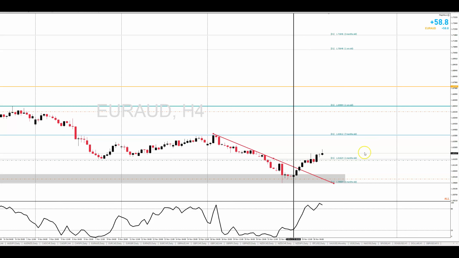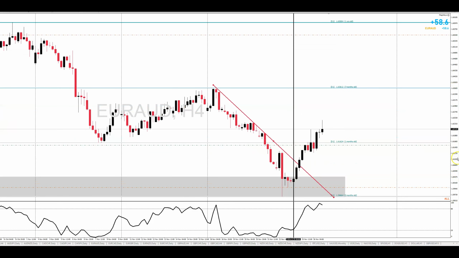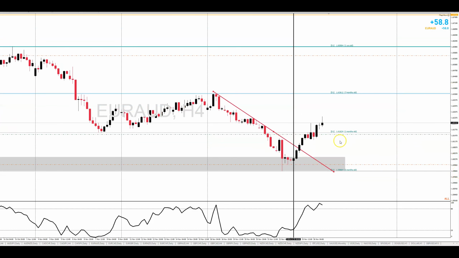Then we execute, coming in right after that first day, and we're going to ride that move up for either a day or two, or sometimes maybe 3 days, depending on how long it takes the market to get back to a certain level.